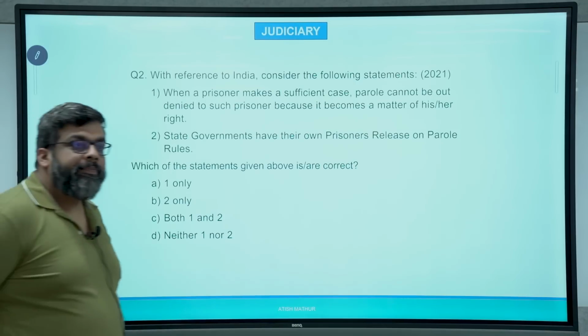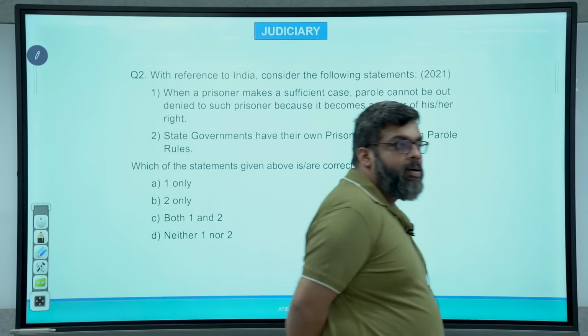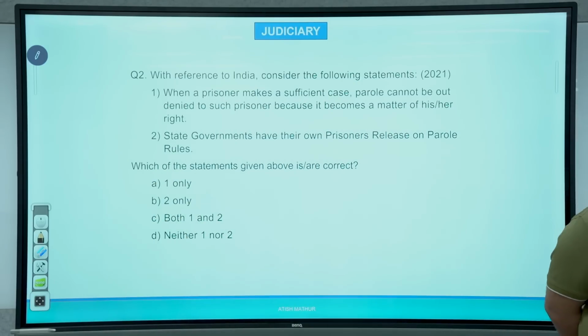अब ये देखिए, बहुत ध्यान से देखिए. When a prisoner makes a sufficient case, parole cannot be denied to such prisoner because it becomes a matter of his or her right. रुक जाओ. And state government have their own prisoners release on parole rules. आराम से. फर्स्ट स्टेटमेंट में हमको थोड़ी सी दिक्कत लग रही है.